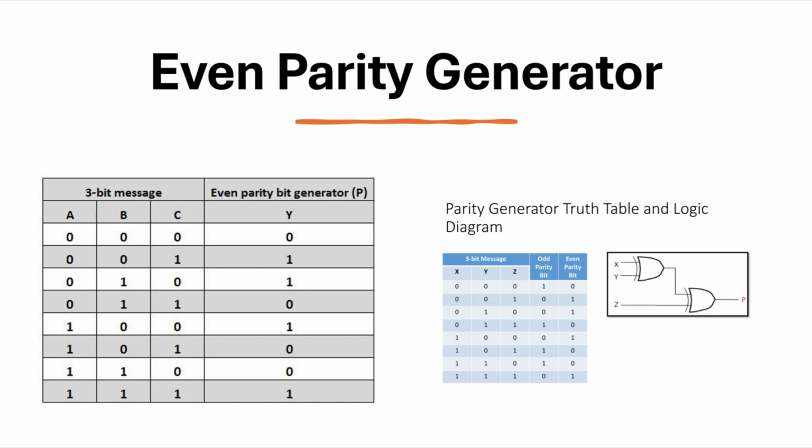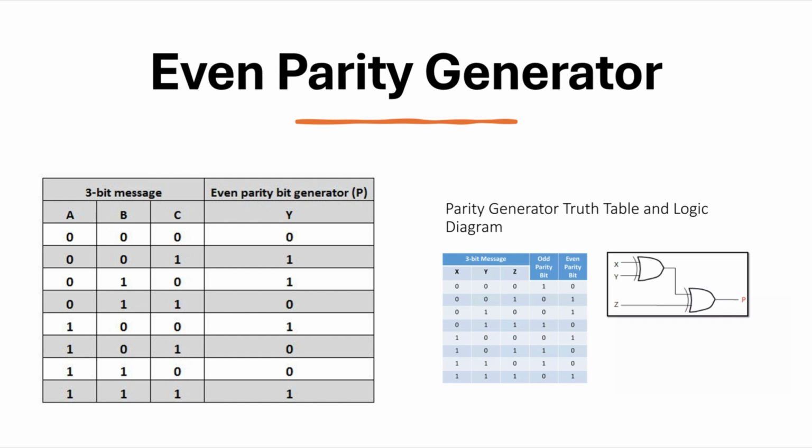Third row. A is 0, B is 1, C is 1. Let us count. Bit 2 is 1, bit 3 is 1. That is 2 ones. Even. For even parity, an even number of ones means we add 0. Look at the output P. It says 0. Correct.